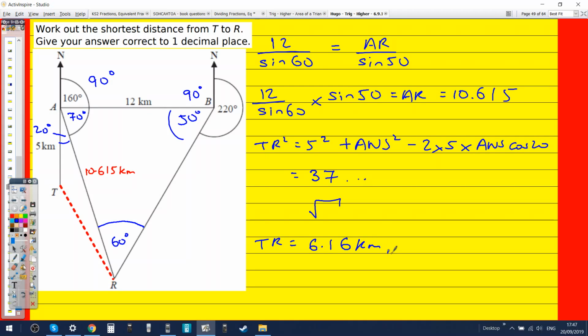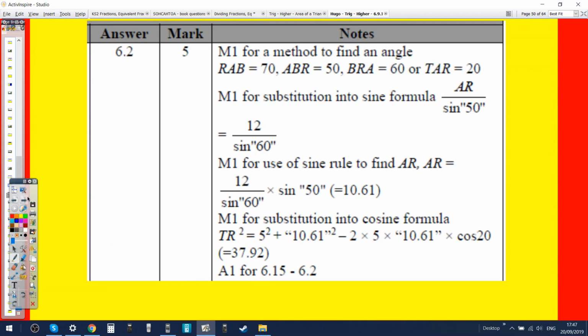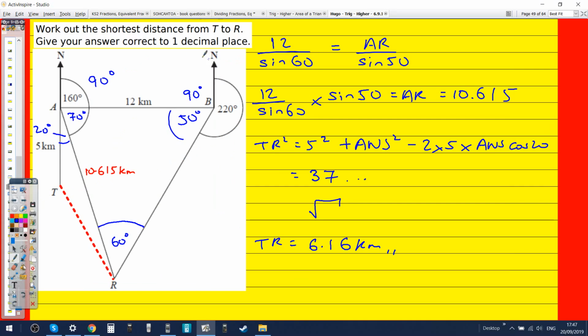Six kilometers. Sorry, to one decimal place it's 6.2. One decimal place, 6.2 kilometers. Great. And the reason why I told you to do it to one extra decimal place is because if they want the final answer to one decimal place, then do the working out to 3 decimal places.